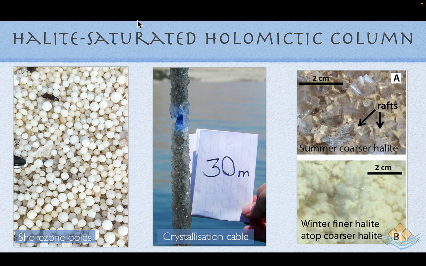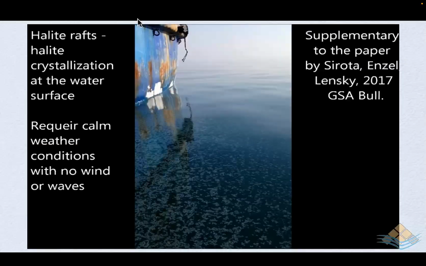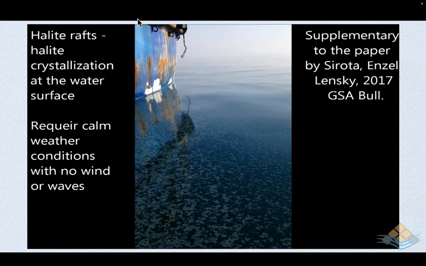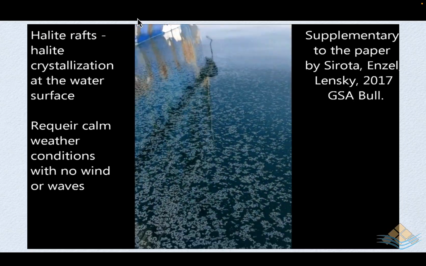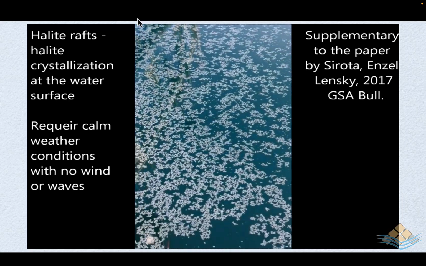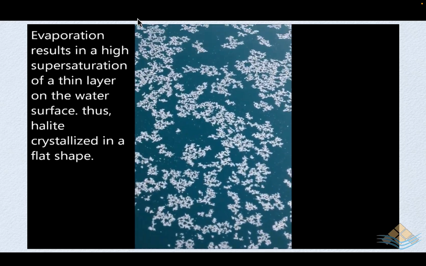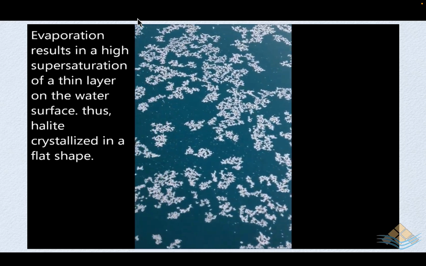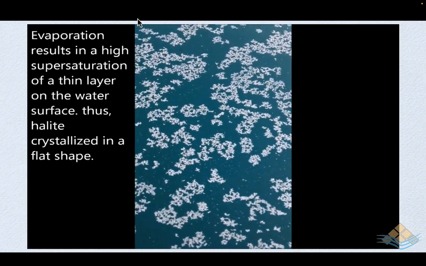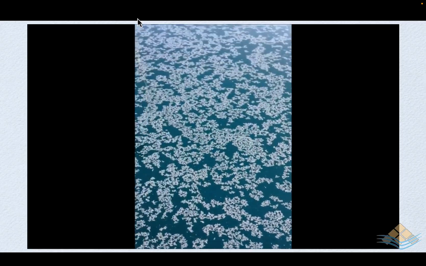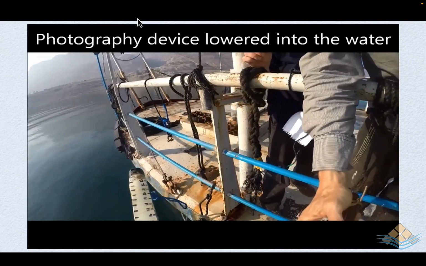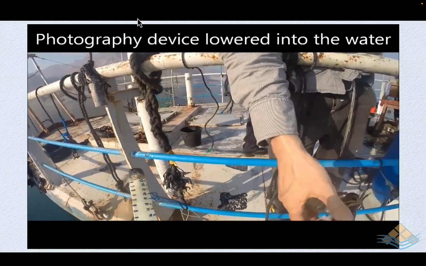So let's have a look now at a video captured by the group Sirota and others working in those textures and in those hydrologies currently active on the floor of that holomictic brine column in the Dead Sea. So here we can see forming on the surface halite rafts floating on that surface. They require relatively stable conditions and supersaturation. As those rafts continue to grow in size and there's wind activity, they can founder and sink into that column.